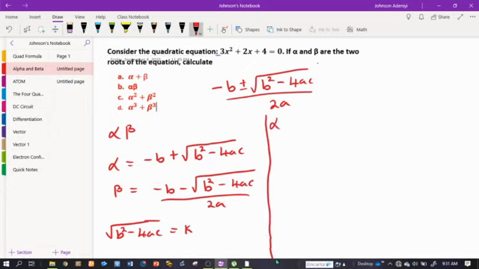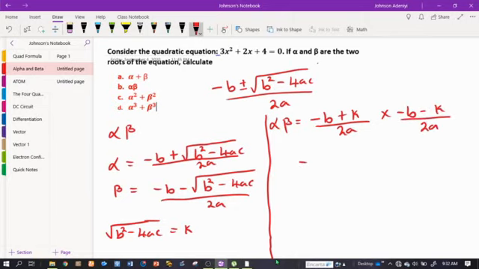So our alpha times beta will be simply equal to minus b plus k divided by, sorry, 2a is missing here, divided by 2a, times minus b minus k divided by 2a. So we consider this as an expansion. We multiply minus b with minus b, then minus b with minus k, then plus k with minus b and plus k with minus k.